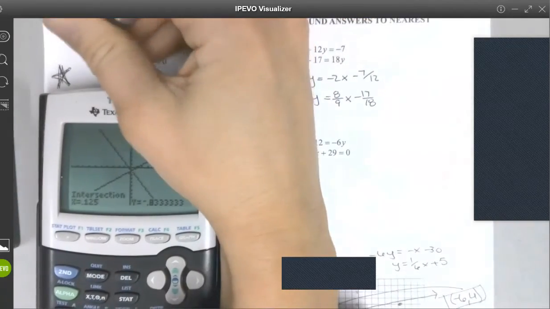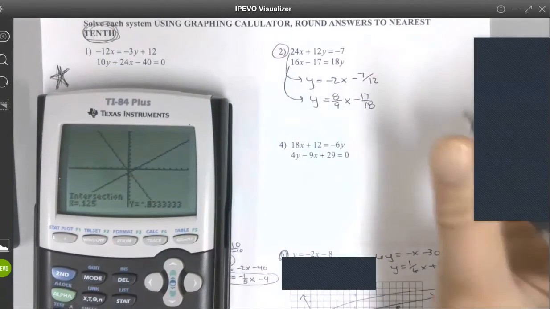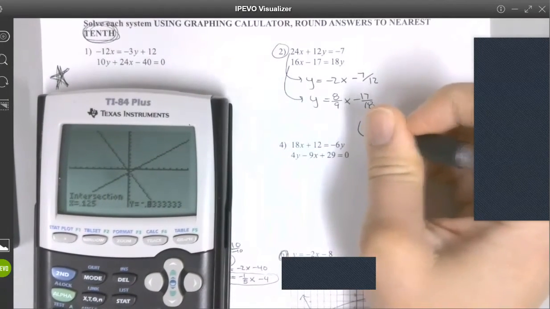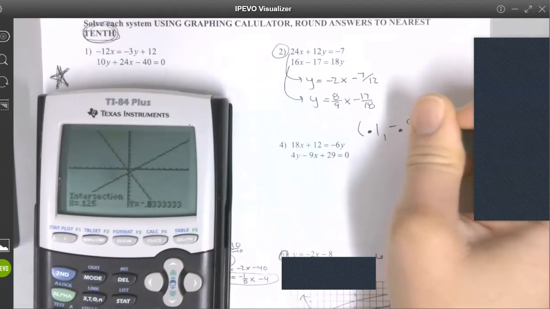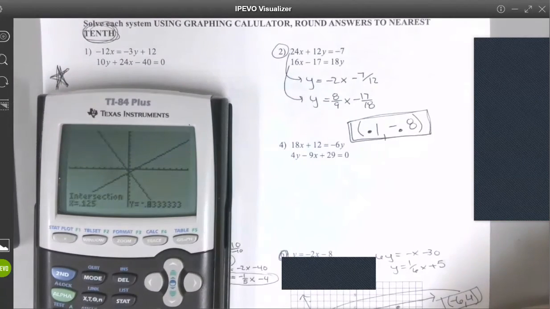Now on the quiz that I graded that had calculator stuff, a lot of you missed directions here. So round to the nearest 10th, that's to 1 decimal place. So I'm at 0.1, negative 0.8. There's my rounded answer. Okay.